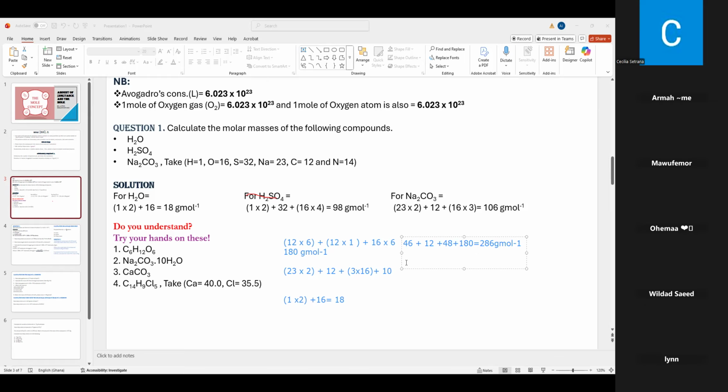Okay, now let's do the calcium carbonate. So I got 100 grams per mole for the calcium carbonate. Is everyone getting 100 grams per mole? Okay, solve it. Please, everyone should partake, okay? Make sure you are partaking. Practice it because it will make you perfect. Practice makes perfect. So everyone on board should partake, please.